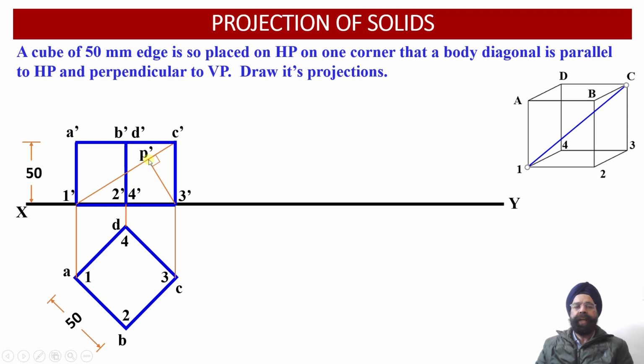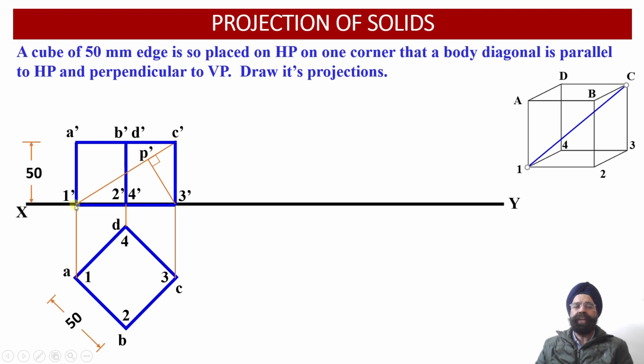Now why has this point P dash been located? If we join this body diagonal in the front view projection, we can see there are two similar triangles. The first triangle is 1 dash, A dash and C dash. The other similar triangle is 1 dash, 3 dash and C dash. So these are two similar triangles which we have obtained on either side of this body diagonal.